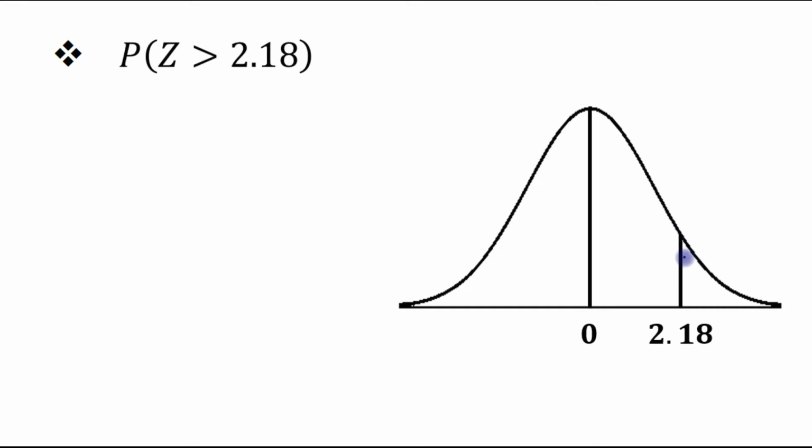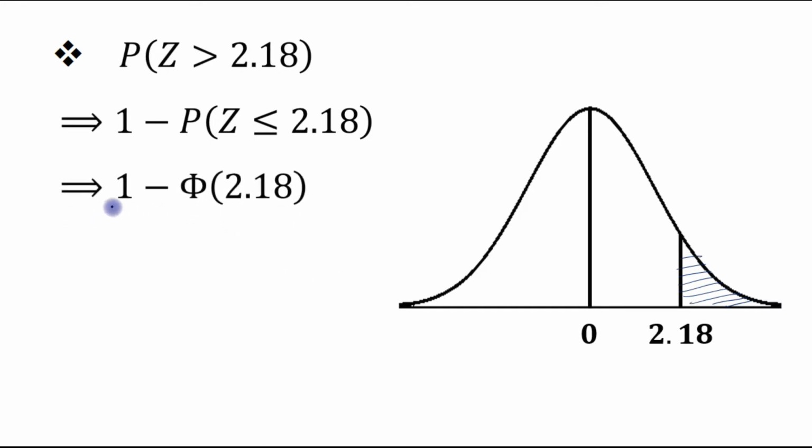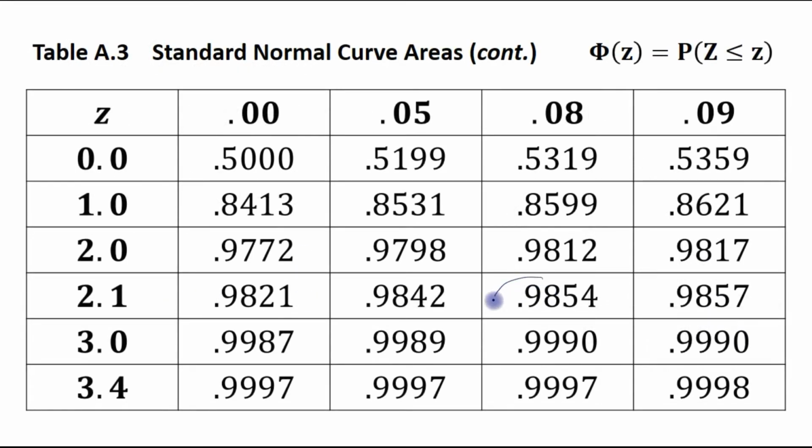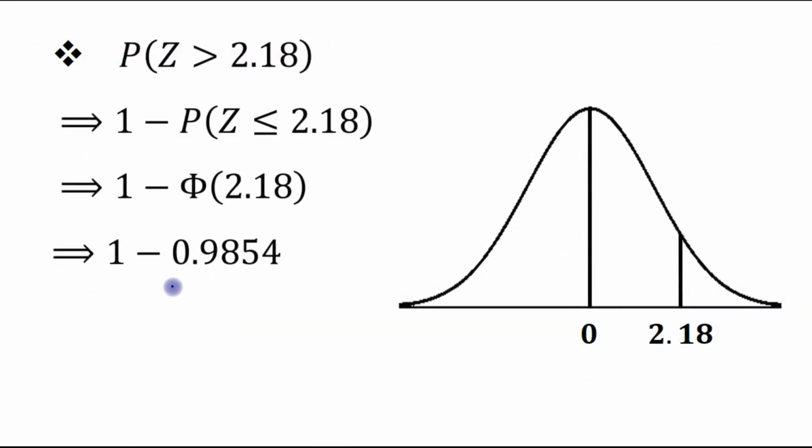Next question. Find the probability that z is greater than 2.18. So basically we need to find this area. This area can be found out as the total area, which is 1, minus area to the left of 2.18. In the next step we can write it as 1 minus phi 2.18. We have already seen its value as 0.9854. So it is 1 minus 0.9854, which is 0.0146.